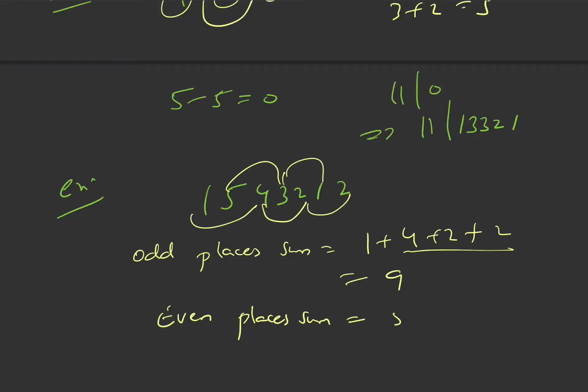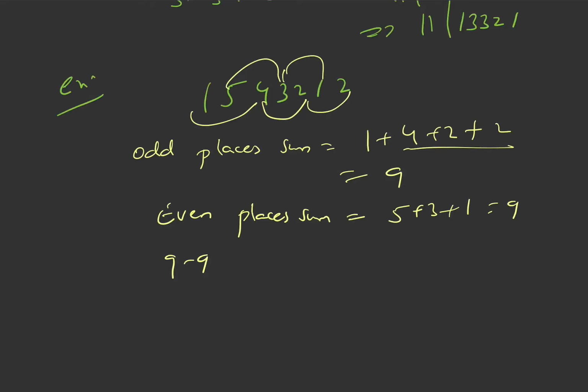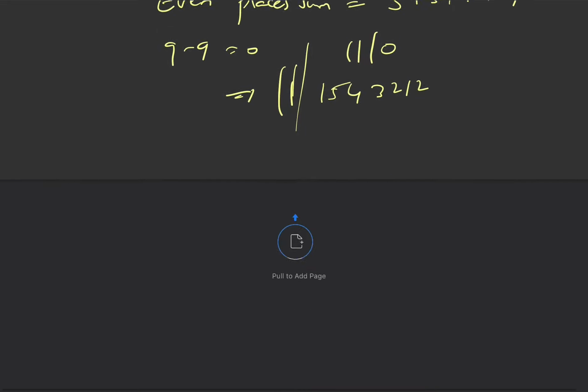5 plus 3 plus 1, which is again 9. So the difference is 0, which is divisible by 11. So clearly 11 divides 0, because 0 is a multiple of any number. So definitely 11 also divides the original number 1543212. So I think the divisibility of 11 is also clear.